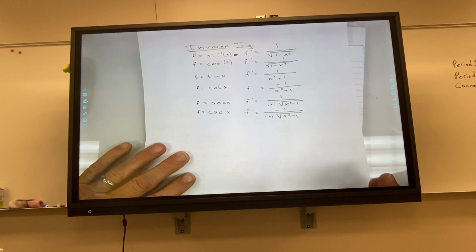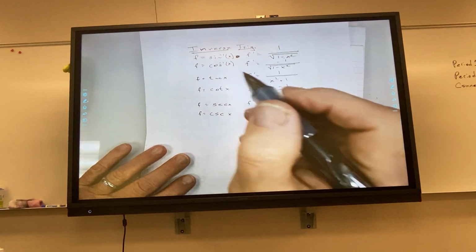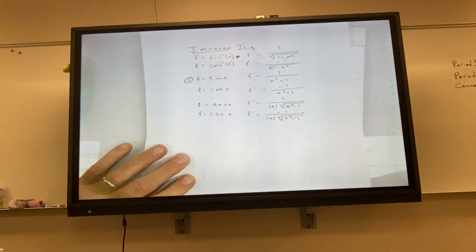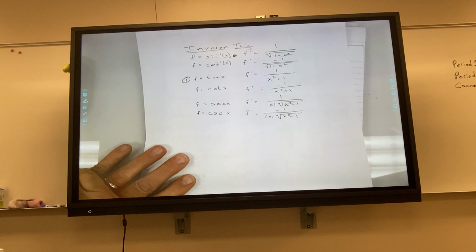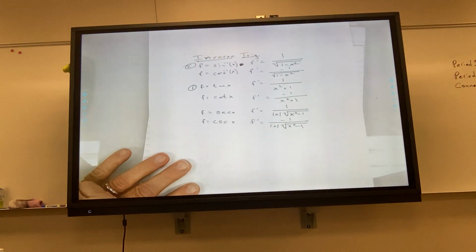I'm going to tell you the most popular one, the most popular two. The most popular trig inverse one is this, right here. Tangent inverse. You'll see it guaranteed. The second most popular is this.